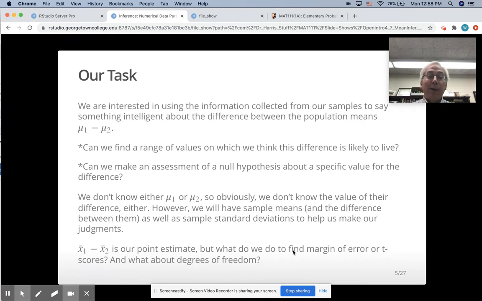And so in order to find the confidence interval or to calculate a t-score, we're going to need a value for standard error. And then we're going to talk about degrees of freedom in this case as well. We're going to have t-distributions again.